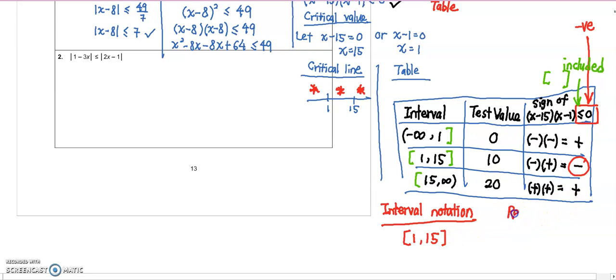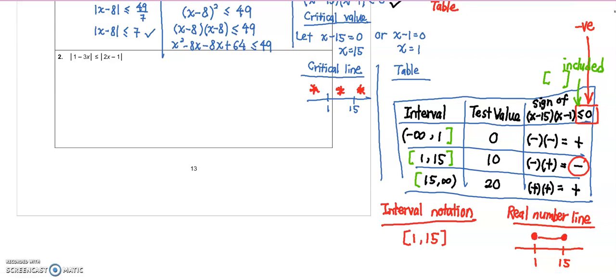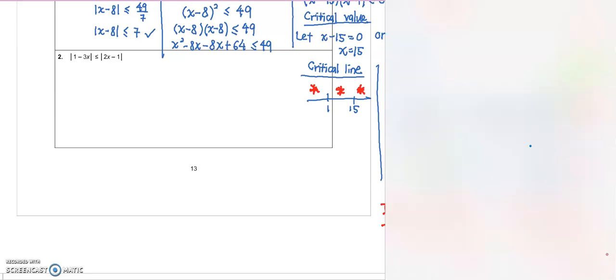And real number line. For real number line, we have 2 values. The first value is 1. The second value is 15. Both of them are included. So in between. So this is the answer. They are the same as method 1. They're supposed to be the same as method number 1.